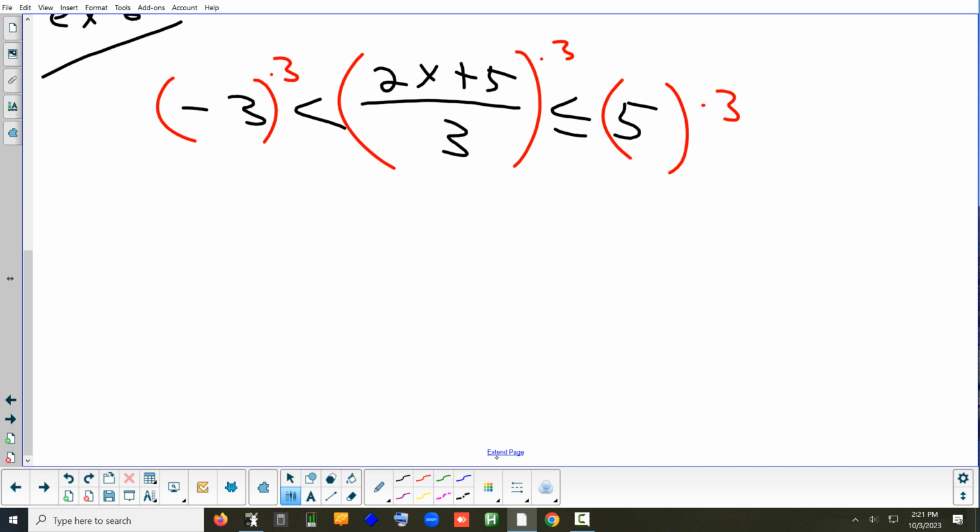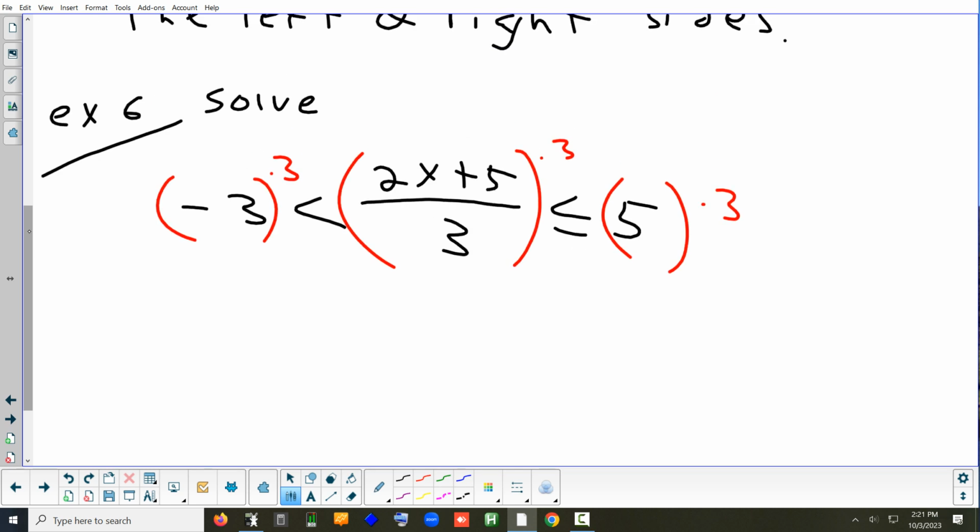Okay. What do you get on the left side? You get -9. -9. Okay. How about in the middle? The 3's are going to cancel, so what are you left with? 2x plus 5. Just 2x plus 5.